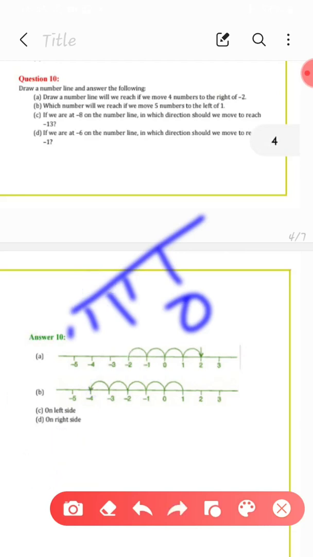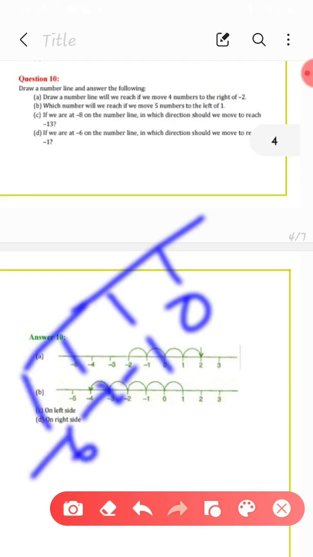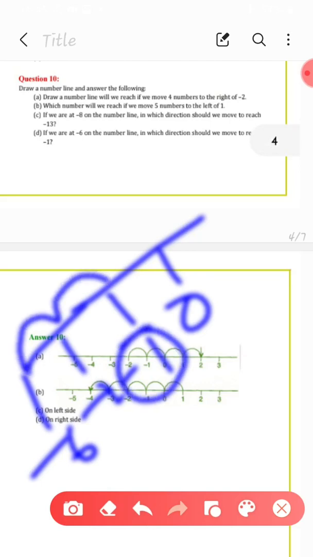In the same way, D is given: if we are at minus 6 on the number line, in which direction should we move to reach minus 1? Just one more: minus 1 is there, then minus 2, minus 3 this way, then we will reach minus 6. We are at minus 6 and we have to move to minus 1. Obviously, we have to move to the right hand side. So the answer will be the right side.